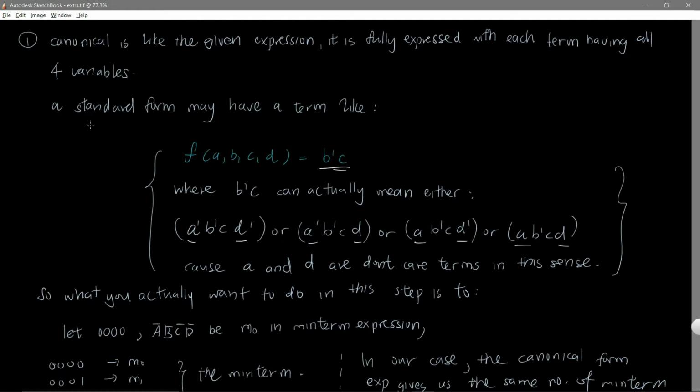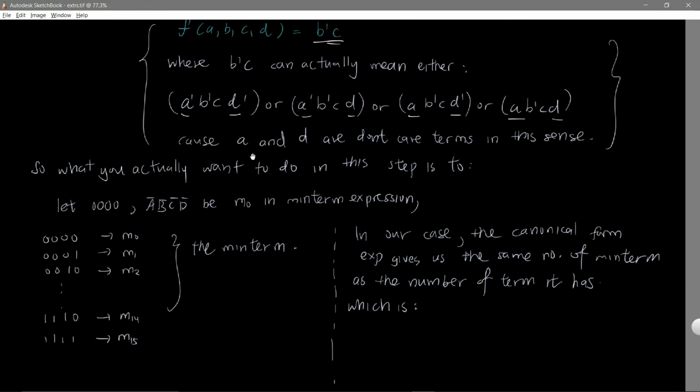A canonical form is different from a standard form. Let's say this one here is a standard form. B naught C, in this expression, it can actually mean either A or D is not, while the other is not a complement, or they are both not a complement. So it can have ambiguous meanings. It can mean a lot of terms. So this is a standard form. Just some extra knowledge.